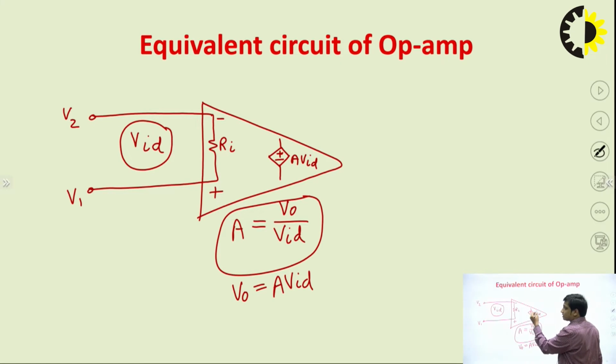And this is actually the Thevenin equivalent voltage, and similarly the output resistance will be R0. So this is the equivalent circuit of the op-amp. In this equivalent circuit, you can see that the input voltage is VID and the output voltage is A into VID, the input resistance is Ri, and the output resistance of the op-amp is R0, right? This is just the equivalent circuit to understand the op-amp.